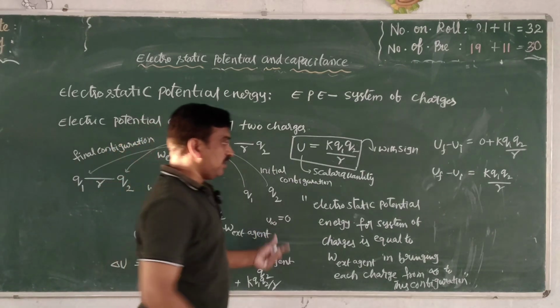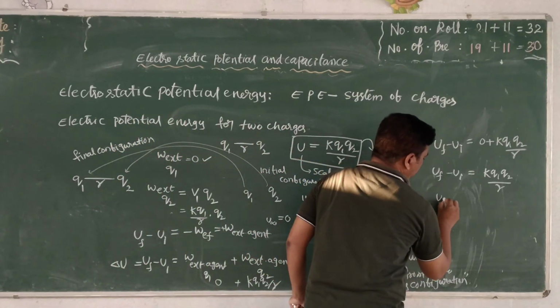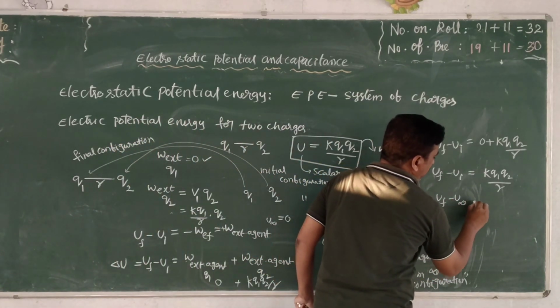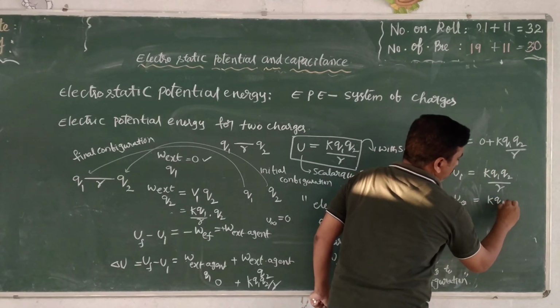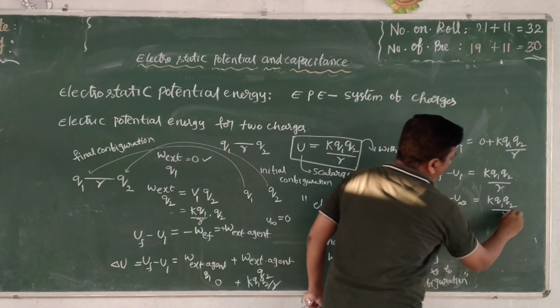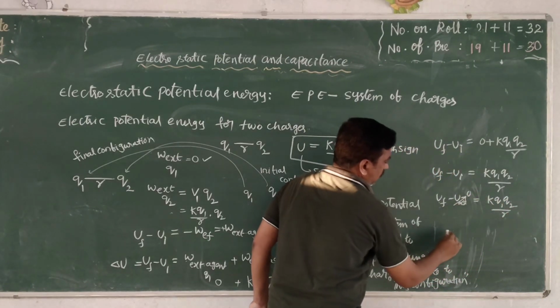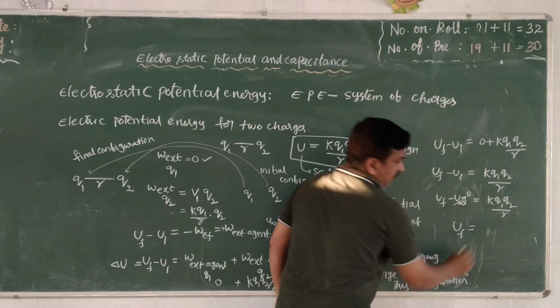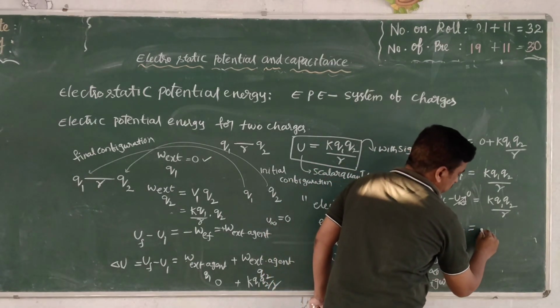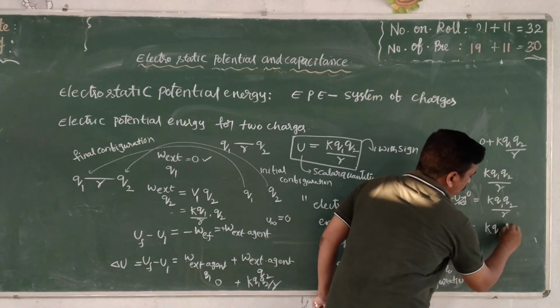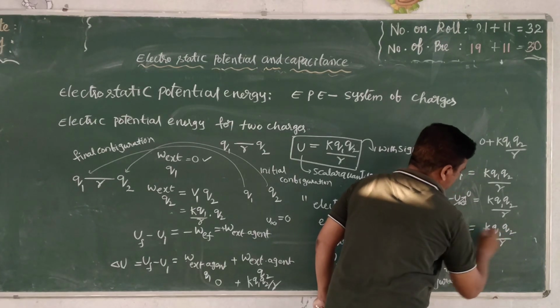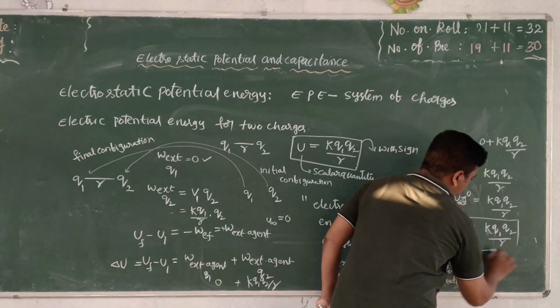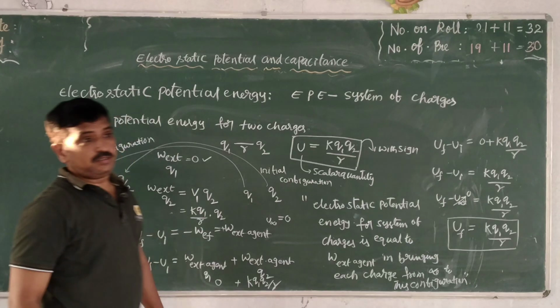What is U infinity? See, 0. So U final minus U infinity equals k q1 q2 by r. So its value is 0, na. So the final potential energy, that is the potential energy, is equal to k q1 q2 by r. It is the electrostatic potential energy equation.